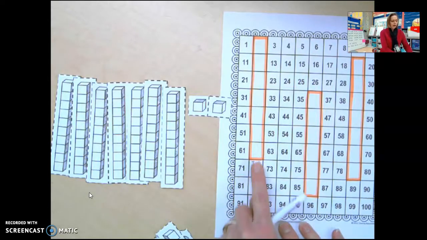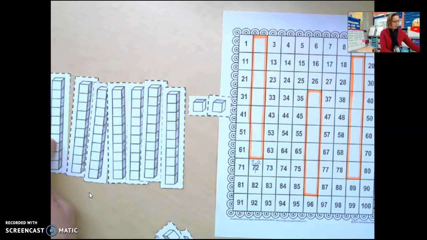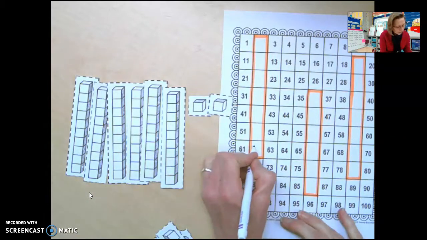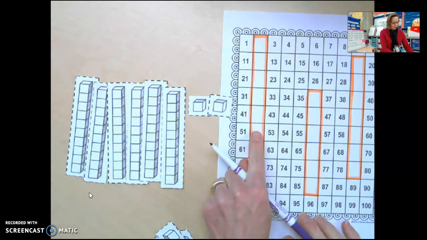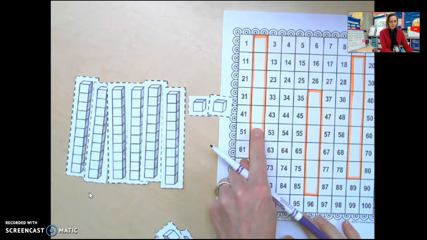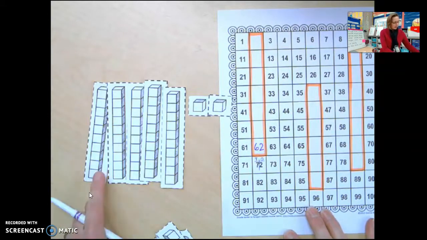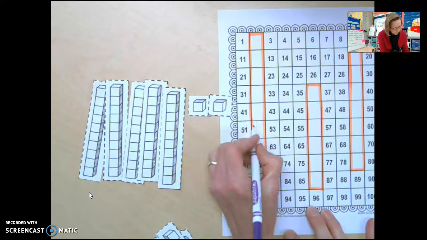And remember, when we go up, that is less, and that is 10 less. So to do 10 less, we need to take one of those 10 sticks away. So if I take one of those 10 sticks away, now I only have 6 10 sticks. So that would be 62. Everybody put that in there. So then if I go back up another box, that would be 10 less again. So I am going to take another 10 stick out. And now I only have 5 10 sticks. So this one's going to be 52.